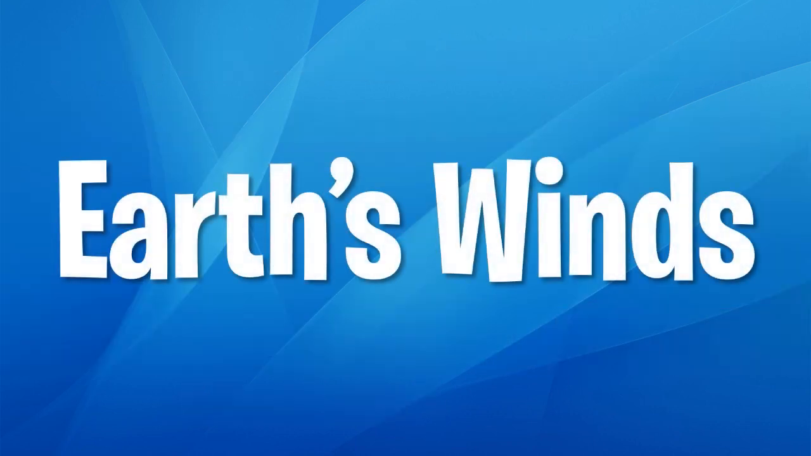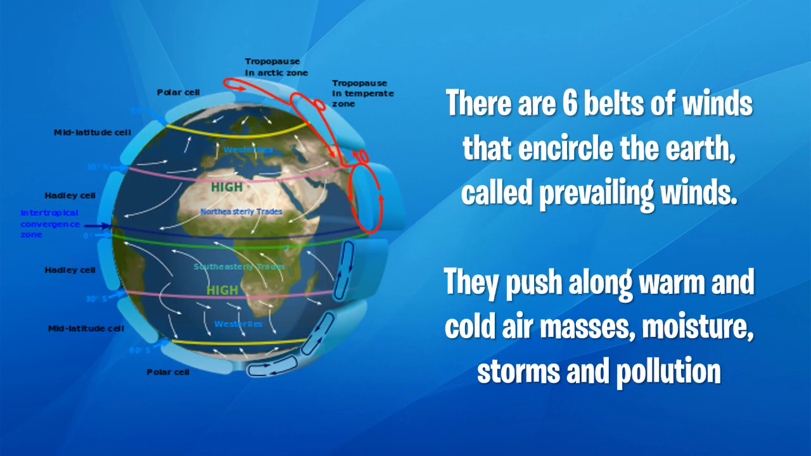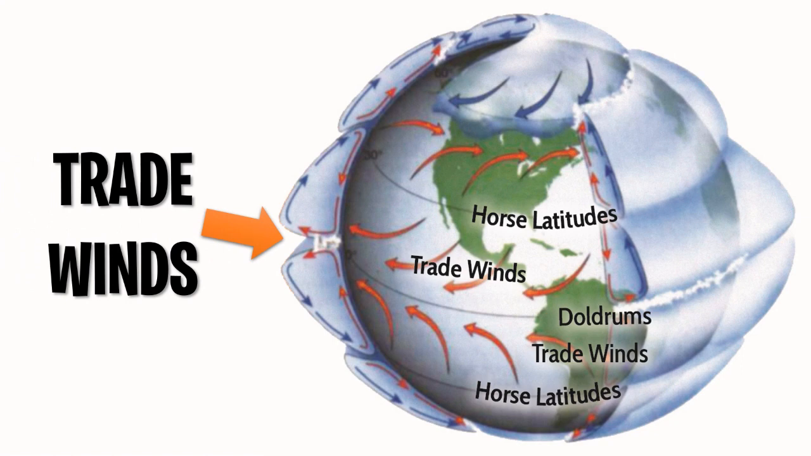So Earth's winds is actually a very, very important one. There are 6 belts of wind that encircle the Earth. These are called prevailing winds. They push along warm and cold air masses, moisture, storms, and pollution. So they all will move and circulate all that warm and cold air all around the globe. Now, where these prevailing winds meet, we'll call those trade winds. So the trade winds play an important part.